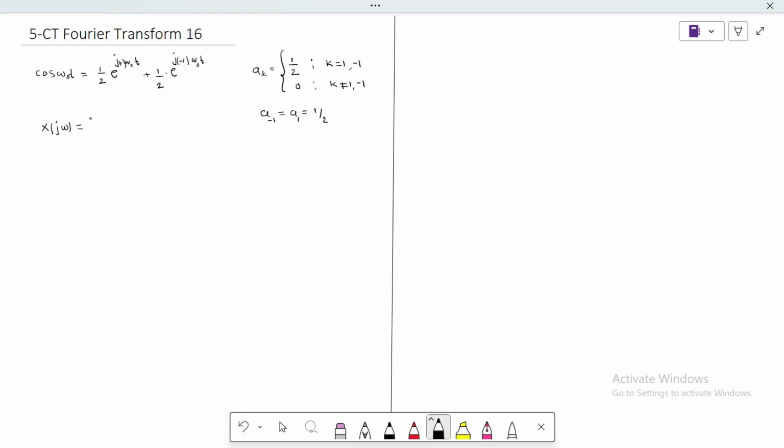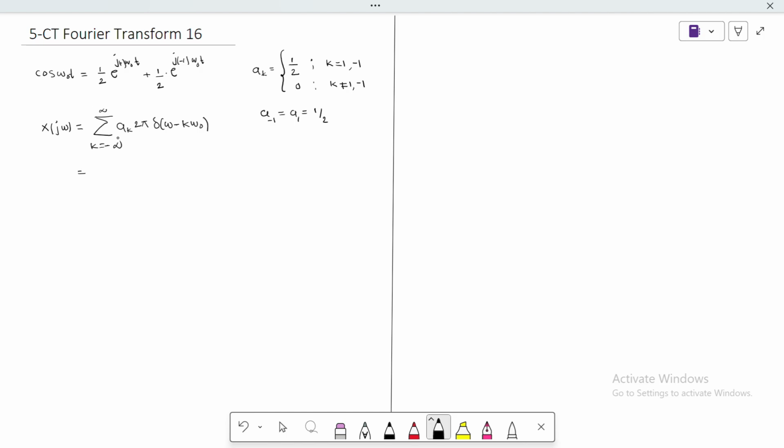So the Fourier transform for the periodic signal is X of j omega equal to the sum, here k has only two values, k equal to 1 and k equal to minus 1. First of all, I'm writing the formula: sum from minus infinity to plus infinity of ak into 2 pi into delta of omega minus k into omega naught.